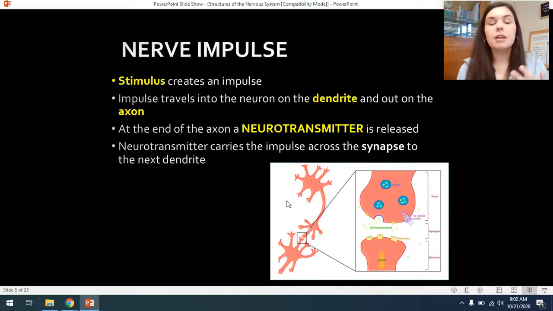A stimulus is an impulse, basically. A stimulus helps to create an impulse that then travels into the neuron, through the dendrites, and out onto the axon. At the end of that axon is where the neurotransmitter is released, and this is what actually carries the impulse across the synapse to the dendrites. Basically, this is the process of nerve impulse and how communication is spread throughout the nervous system.